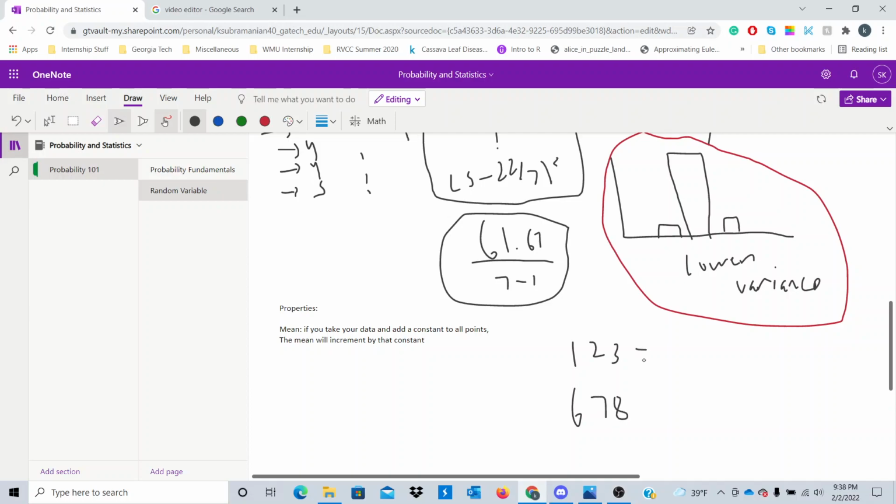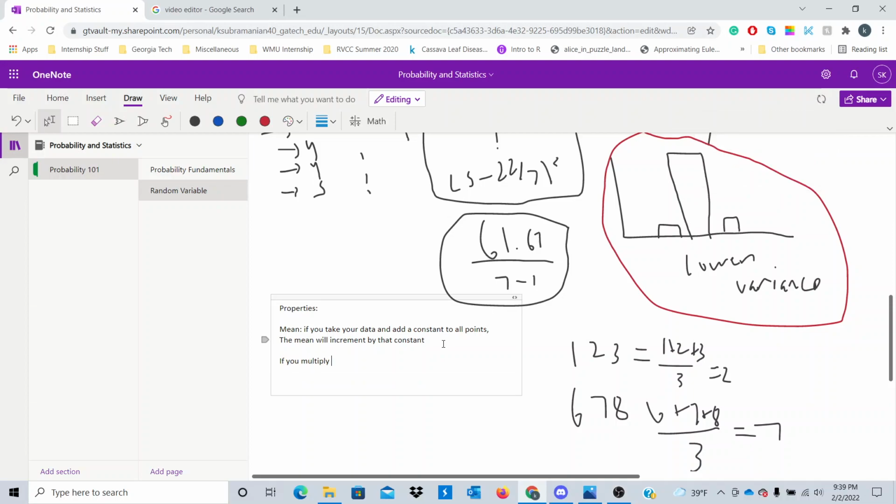So the mean of 1, 2, 3 is 1 plus 2 plus 3 divided by 3, which is 2. And the mean of 6 plus 7 plus 8 divided by 3 is going to be 21 divided by 3, which is 7. So as you can see here, 2 plus 5 is 7. And notice we added 5 to all these data points. So the mean will increment by the additive constant you add to all your points.